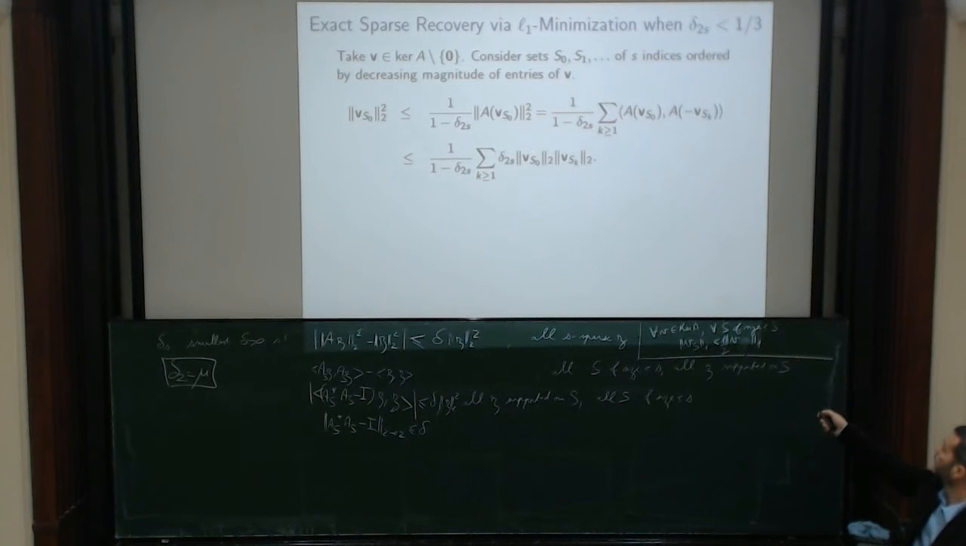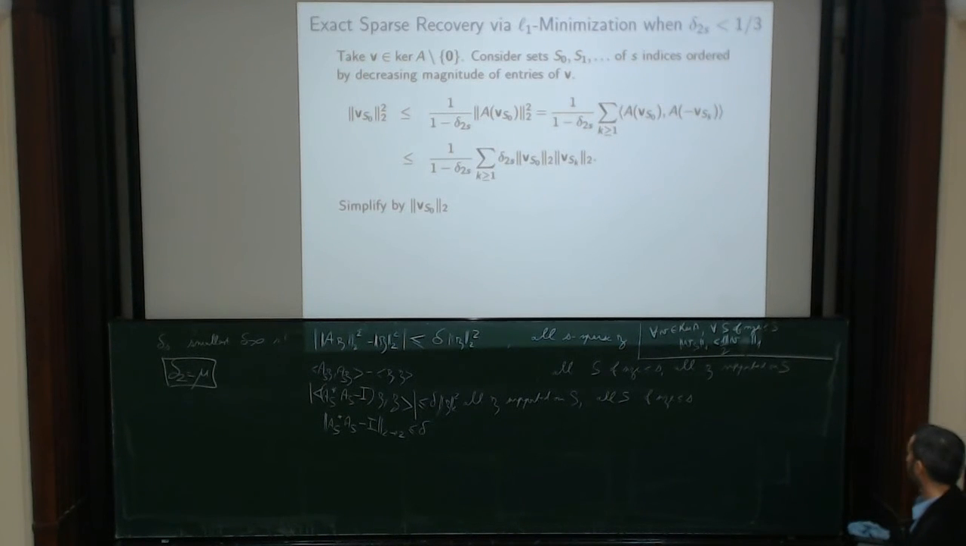Right, so delta 2s for the operator norm, VS0 and VSK. And then there is a sum of all that. OK, so what we'll do, we'll simplify by one of the VS0 in L2 norm in both sides. And then we have to deal with this sum for k larger than 1 of VSK in L2 norm.